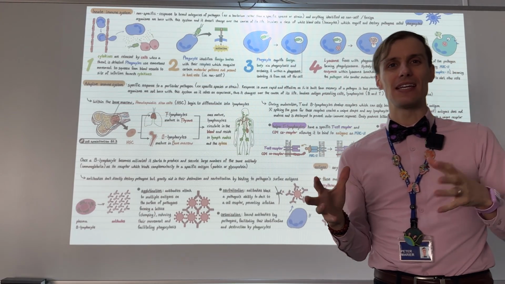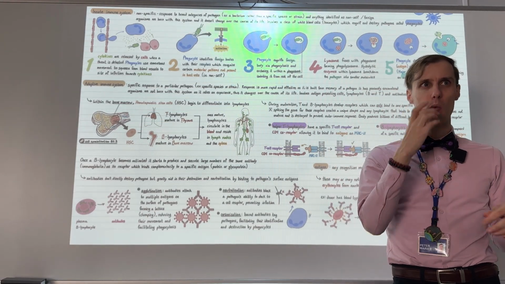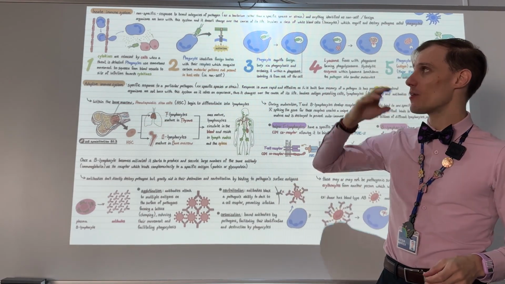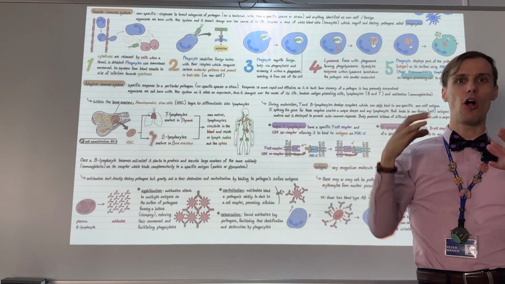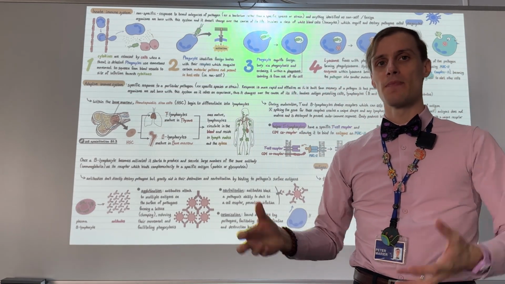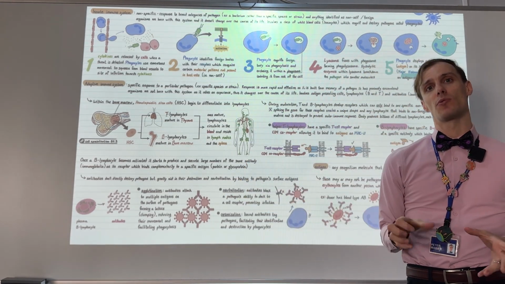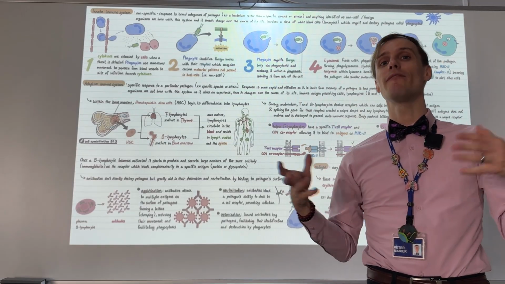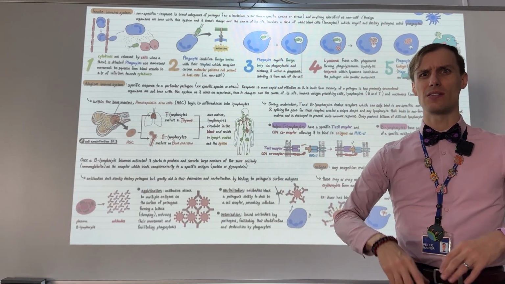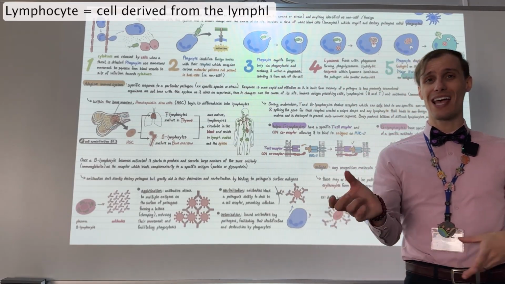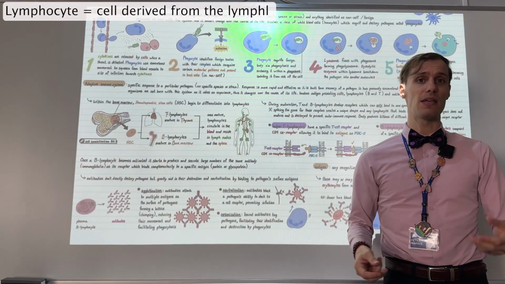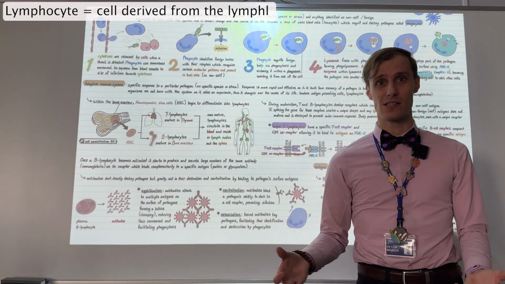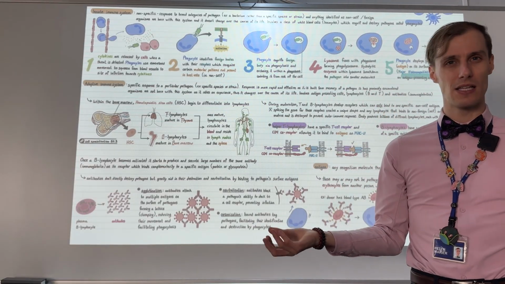So before we get into this process, let's first talk about where these cells are located. Now, the innate immune response all dealt with phagocytes. The adaptive immune response now deals with lymphocytes. Now, what exactly does lymphocyte mean? Well, cyte means cell, and lymph means it's derived from the lymphatic system. So what exactly is the lymphatic system?